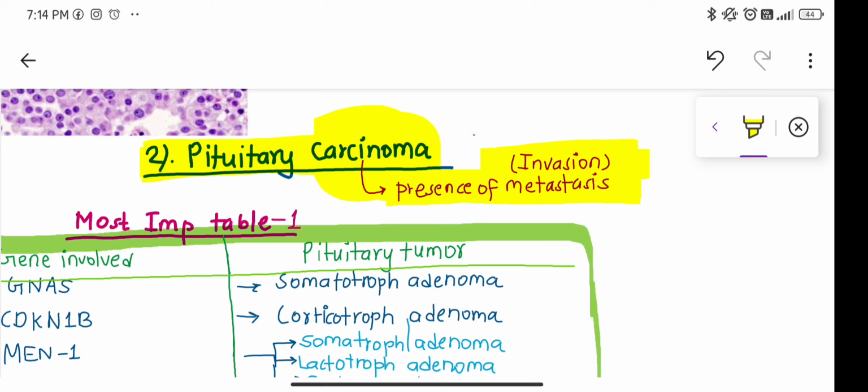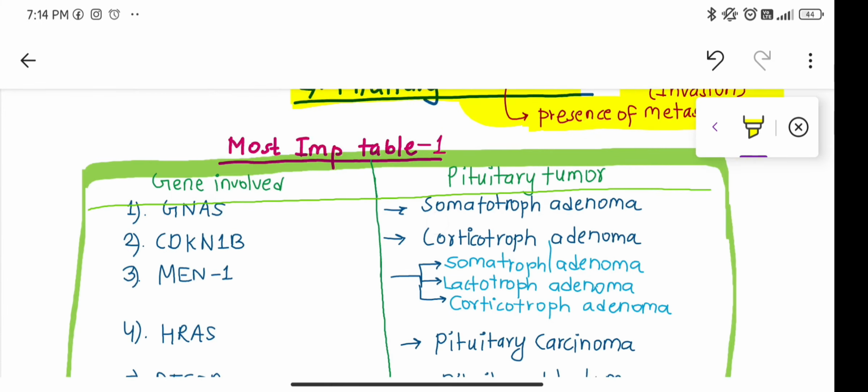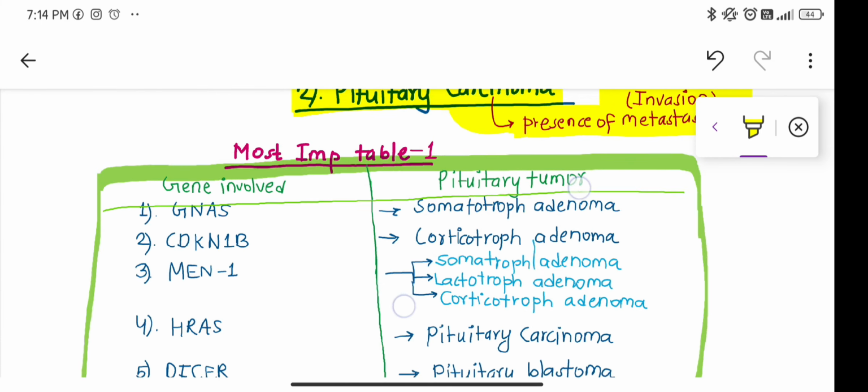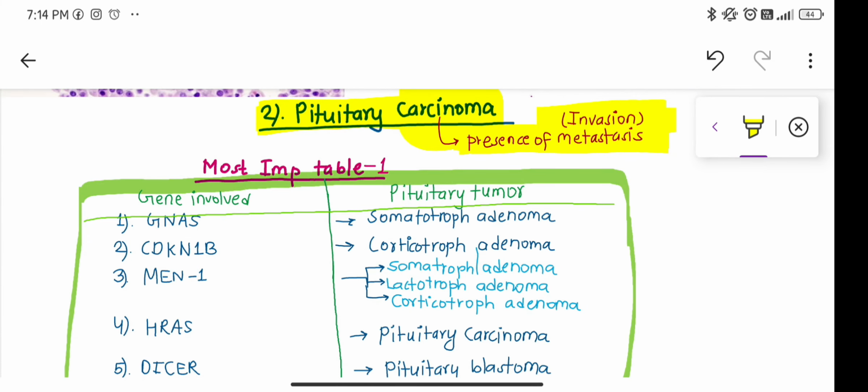But in the pituitary tumor, in endocrinology, we cannot call it a carcinoma without invasion. So invasion is the most important indicator in endocrinology. Now, what are the different pituitary carcinomas or other pituitary tumors, and what are the associated genetic involvements? Because for a tumor to form, there should be some mutation in the gene. Without genetic mutation, no cancer will be caused.